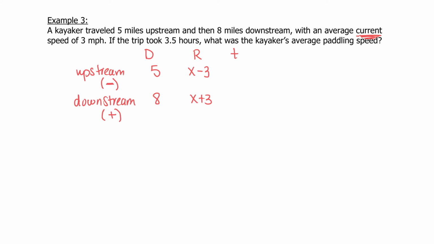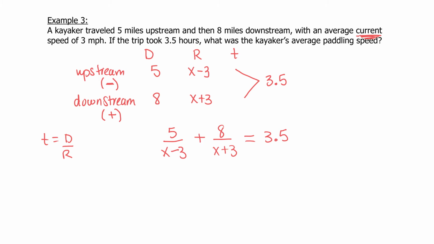And it says the trip took a total of 3.5 hours. So together, that took 3.5 hours. Again, we're using the time equals distance divided by rate formula. So we're taking our distance of each and dividing it by the rate. We're going to add to it the distance divided by the rate of the downstream. And together that should equal 3.5 hours. And so now we're just going to solve this. So again, we're going to use the LCD.